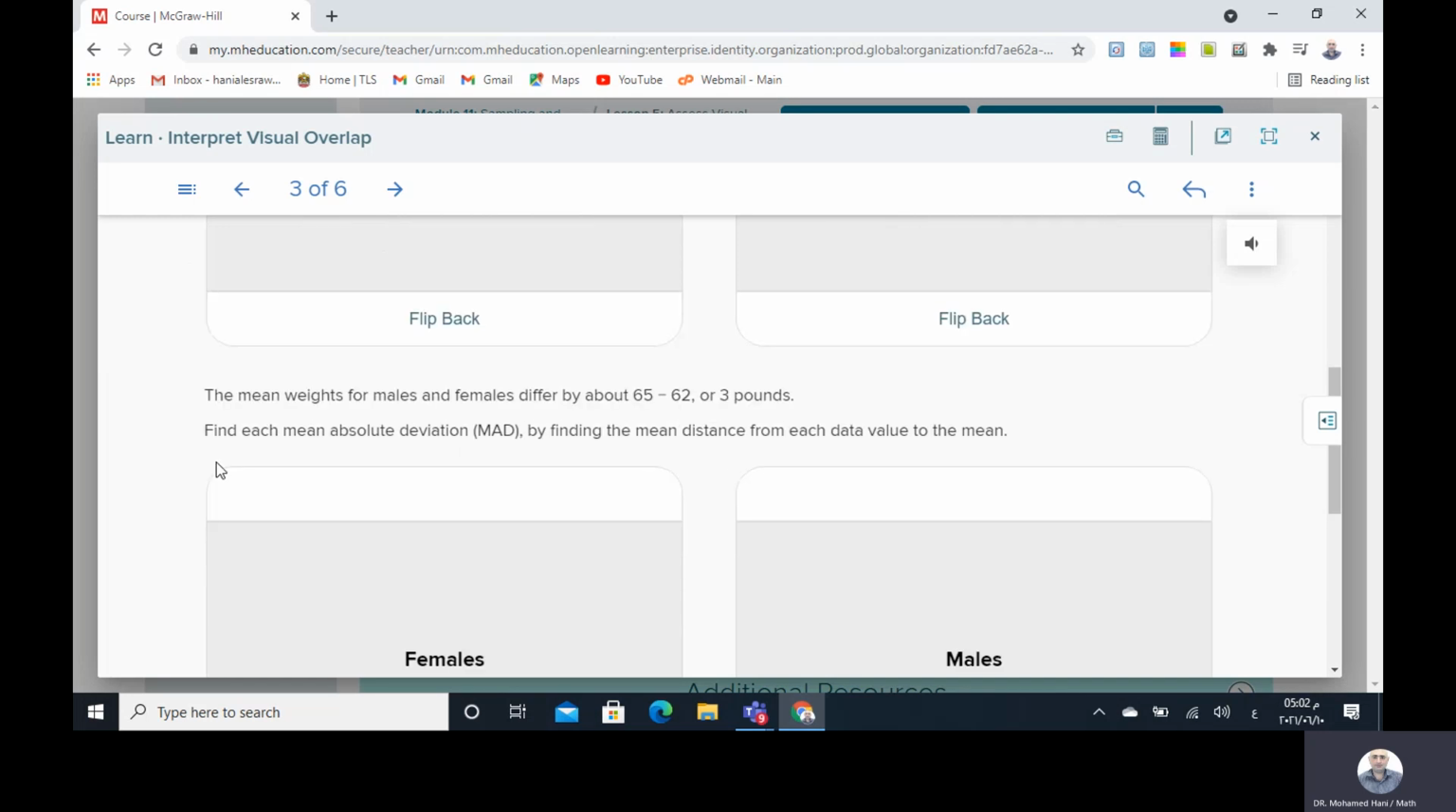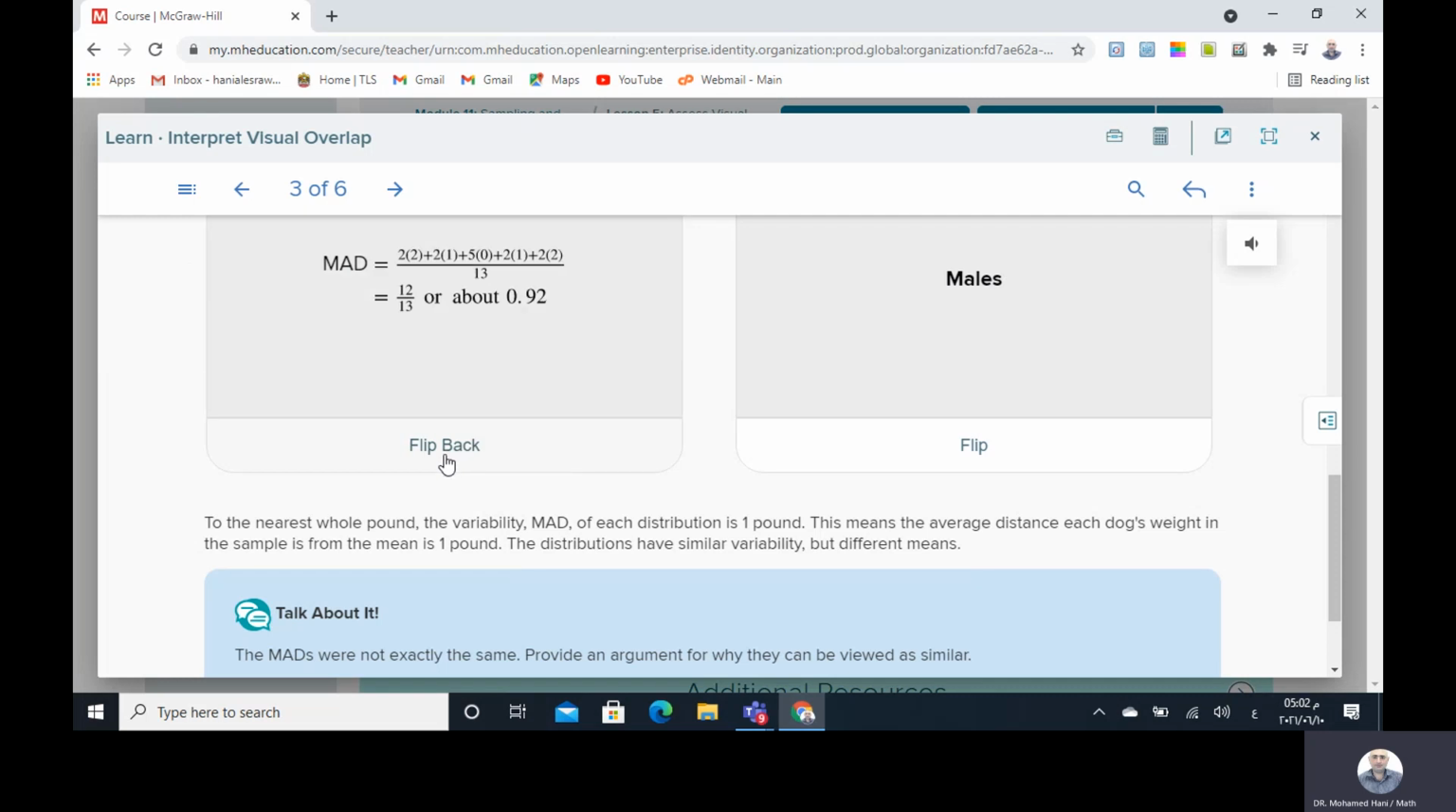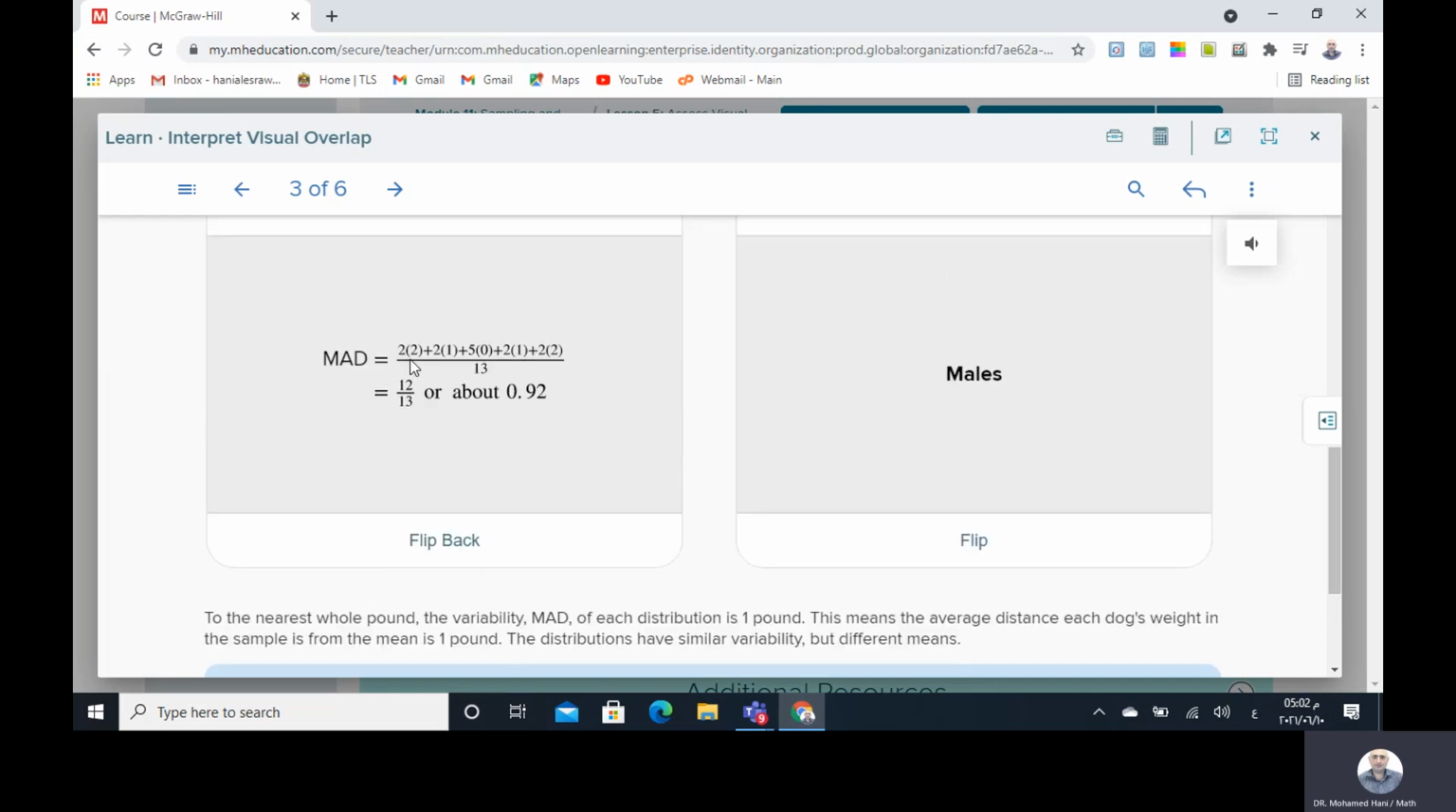Then the next step, find each mean absolute deviation, MAD, by finding the mean distance from each data value to the mean. So we can find the MAD: the sum divided by the amount will be 0.92 for the females, and for the males, the same idea, will be 1.08. Here we have 0.92, use the estimate about 1. And here we have 1.08, use the estimate also about 1.